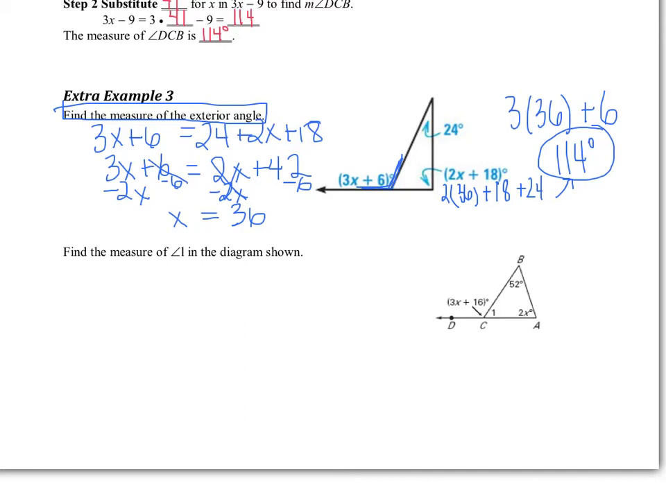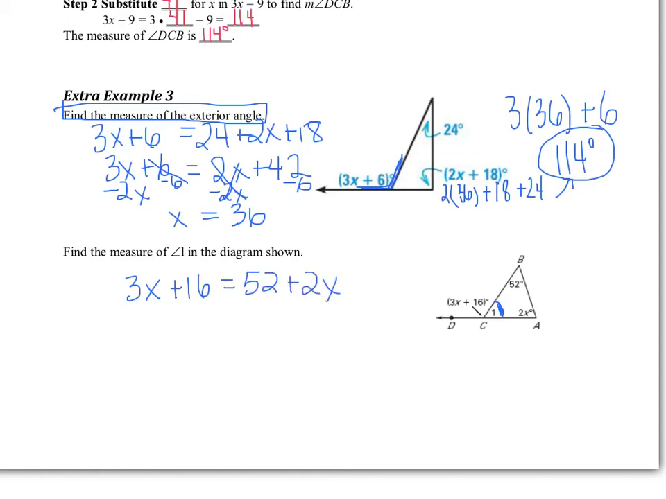Okay, it says find the measure of angle 1. So this one's a little different. We want this angle right here. So in order to do that, we're going to find x, we're going to find our exterior angle, and then we're going to find angle 1. So we can say 3x plus 16 equals 52 plus 2x.